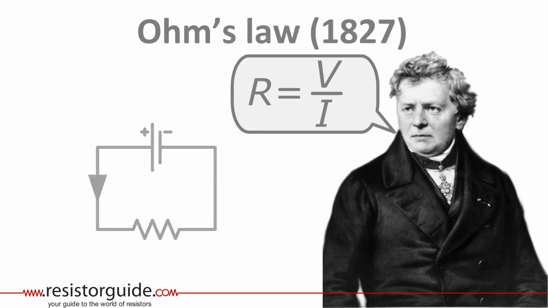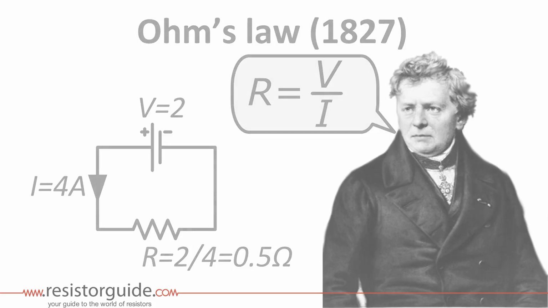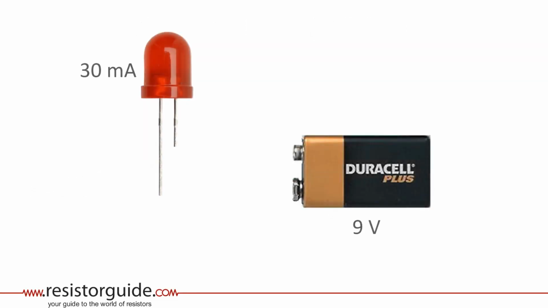A simple circuit with a battery and a resistor can explain this. The voltage source causes a current which is limited by the resistor. The voltage source is 2 volts and we want a current of 4 amps. So what resistance should the resistor have? According to Ohm's law, the resistance is equal to the voltage divided over current, or 2 over 4, is equal to 0.5 ohms. An example of an application of this simple network is a basic LED circuit.